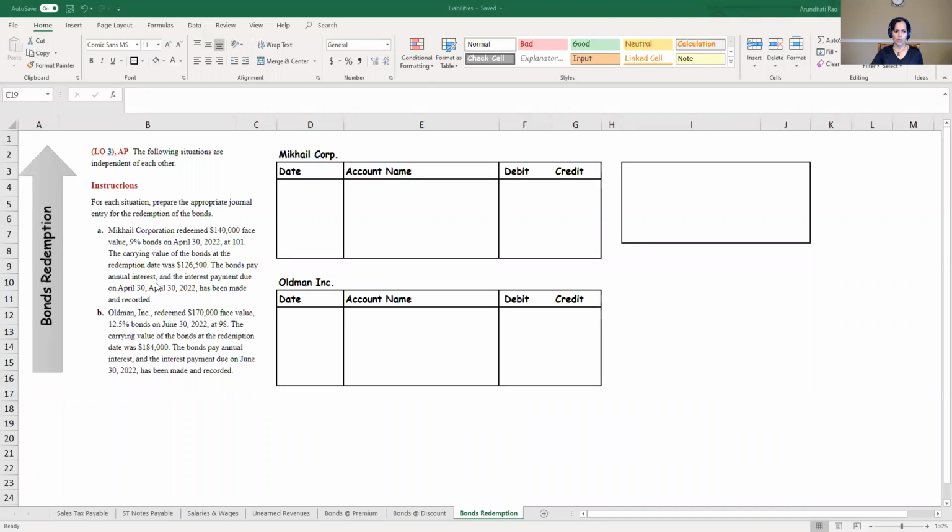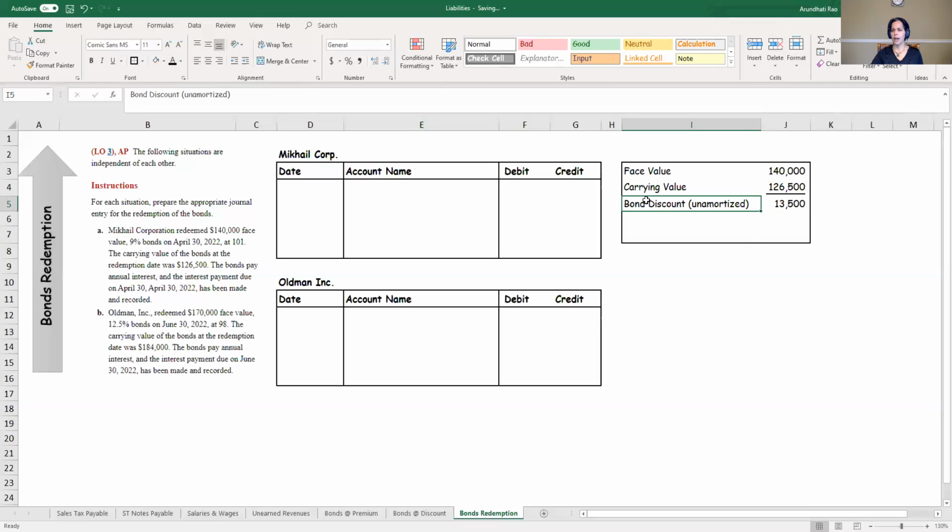The bonds pay annual interest, and the interest due on April 30th has already been paid. So they're saying all the interest due has been paid as of this time. We're now redeeming the bonds. So let's look at a couple of things first off over here. The face value of our bonds is $140,000. The carrying value of the bonds is $126,500.